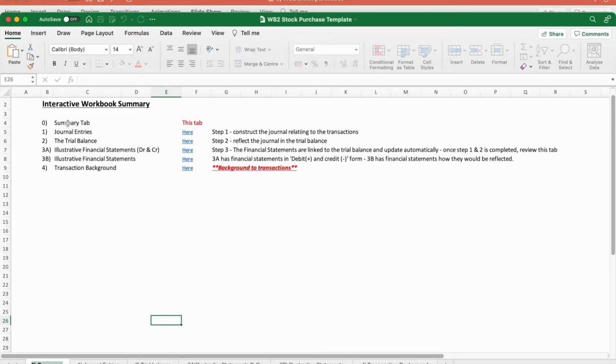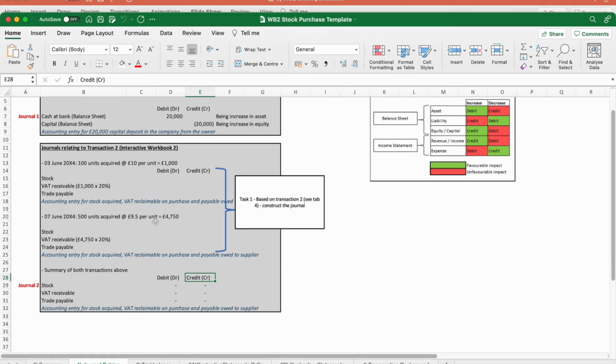So again, these are the tabs. I don't want to go through these too much, but effectively, your journal template is here. There is a transaction, the stock purchase on the 3rd of June. You have to recognize here the posted debits and credits, and these are the accounts that are affected.